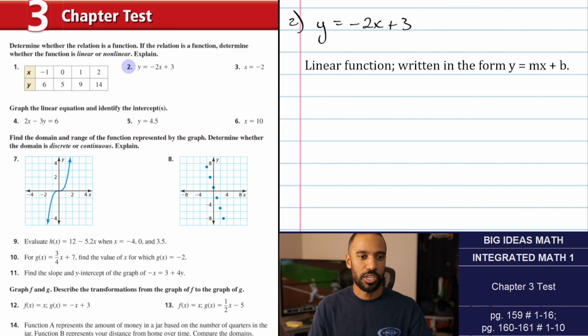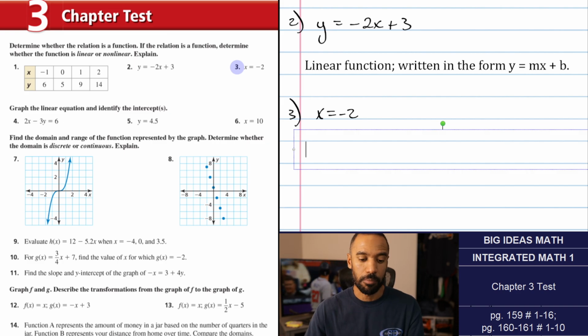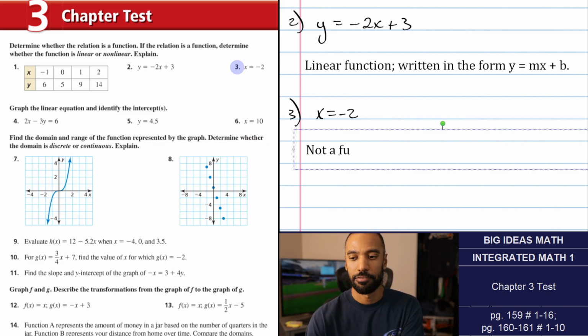Number 3, x equals negative 2. Here's a version of what I was stating that in equation form you couldn't have as a function. So it says if it's a function or not, this is not. This is x equals negative 2. This is a vertical line. Vertical lines fail their own vertical line test, which is having multiple y's for the same x. Not a function.